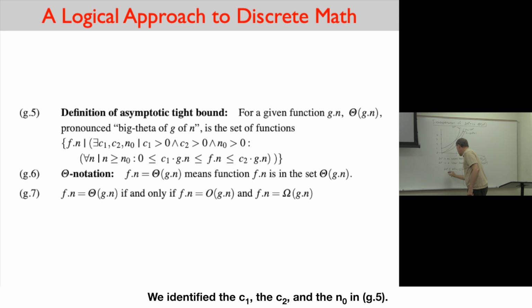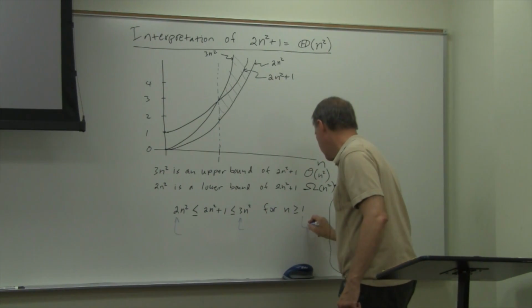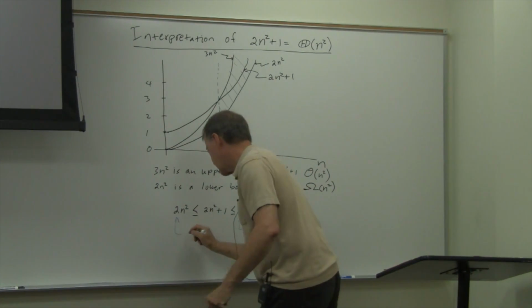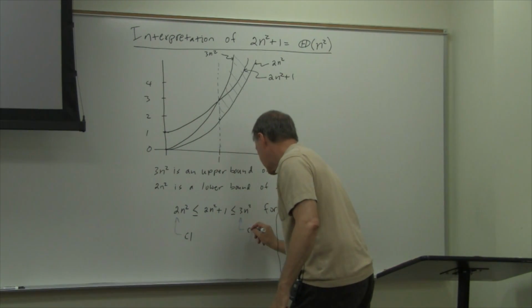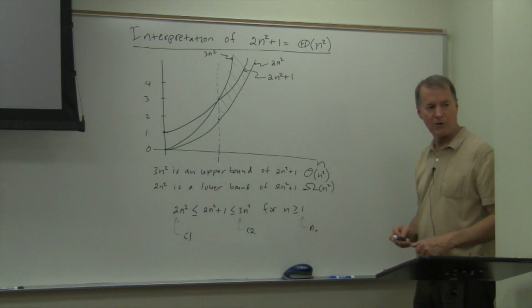So you see, here's the C1, this is the C2, and this is the n naught. So this is the C1, this is the C2, and this is the n naught. Are you with me?